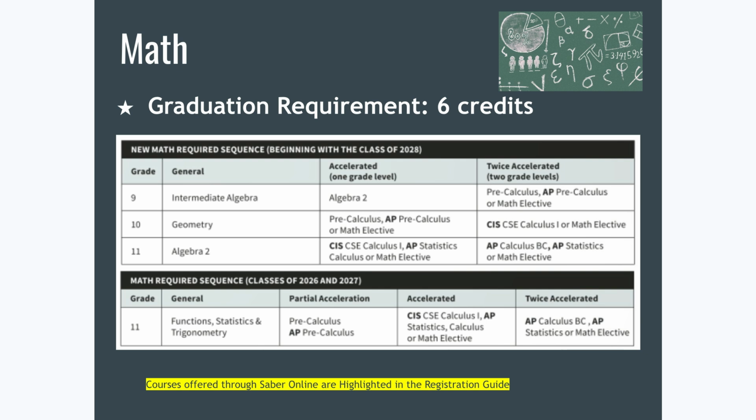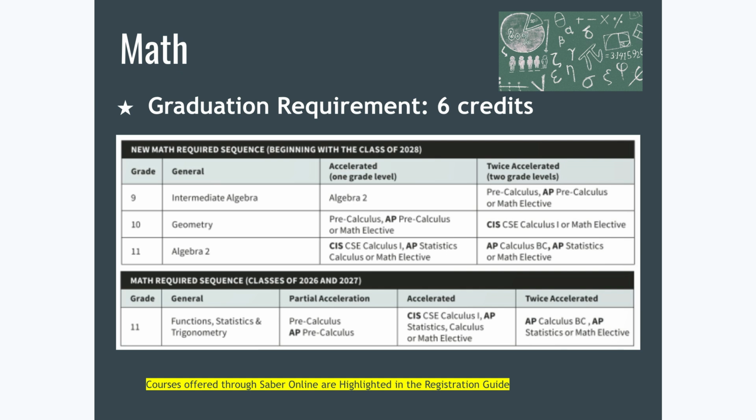And for math, math can vary also depending on where you're at in your math track. Students are in different places when it comes to math, but every student needs at least 6 credits to graduate from Shakopee High School with math. So again, 3 years of math.